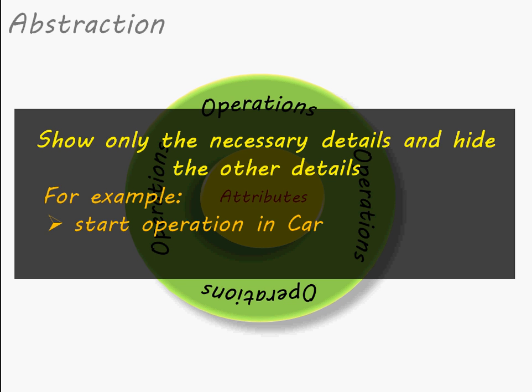But what goes on under the hood? We don't know. So under the hood, there are so many things that are happening to make the start operation work. But all those details are hidden from the user. This is called abstraction.